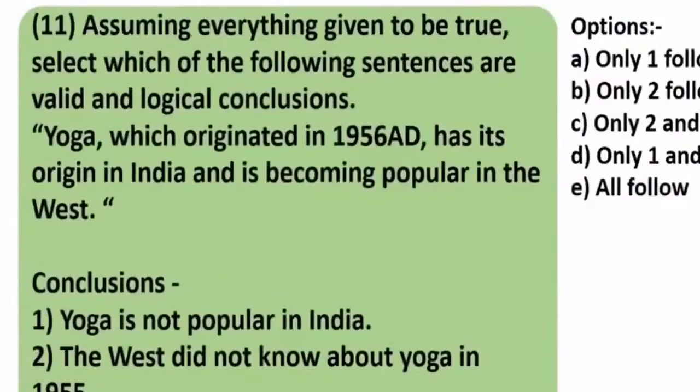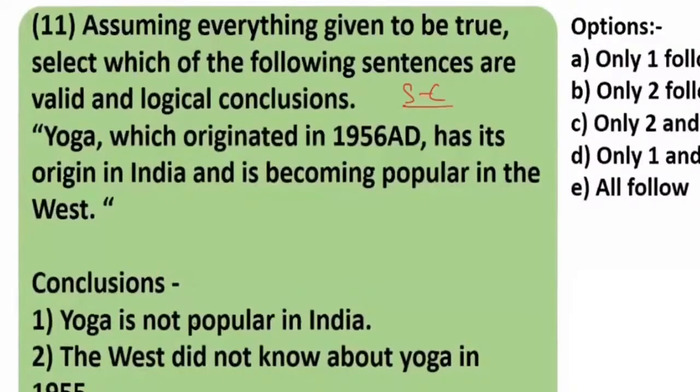Moving on. Assuming everything given to be true, select which of the following sentences are valid logical conclusions. So, statement, conclusion type of thing. Check out the in-depth tutorial for how to handle these questions. Let's solve it. Pause the video and read the sentence. Yoga, which originated in 1956 AD, has its origin in India and is becoming popular in the West.